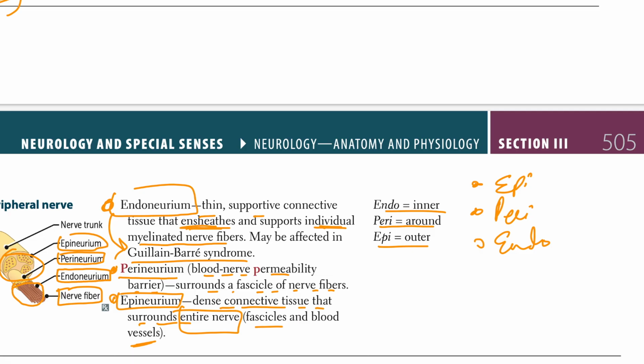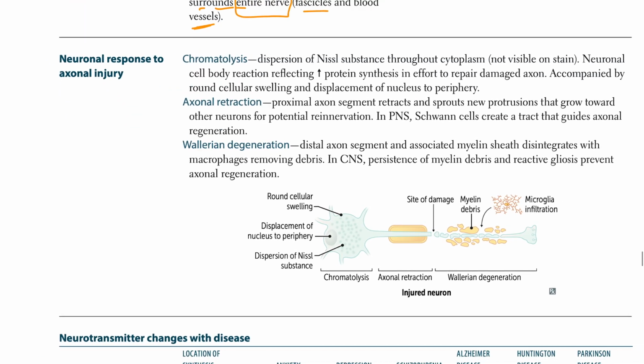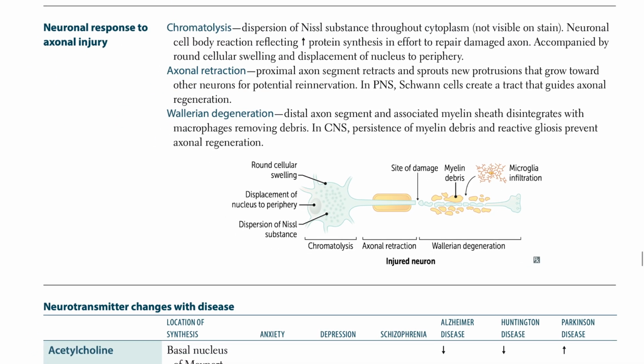Okay, from center to all the way up. And that is all for the peripheral nerve. Now looking at this response, this is a high yield one: the neuronal response to the axonal injury. What is the response of a neuron to an axon injury?